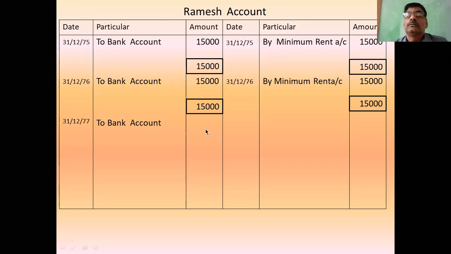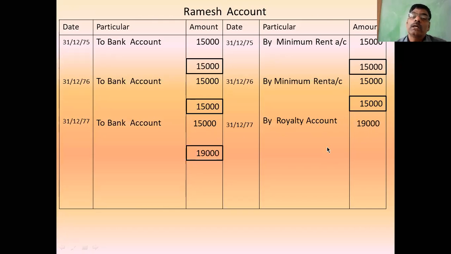To bank account, payment column 15,000, and by royalty account 19,000. Old method started. Original 19,000, close the account. Difference 4,000 goes to short working. Goes to short working. Clear?